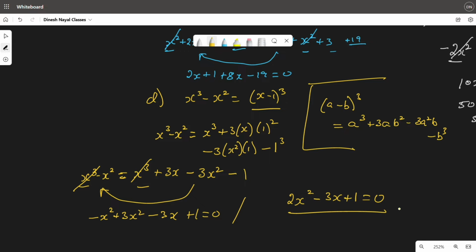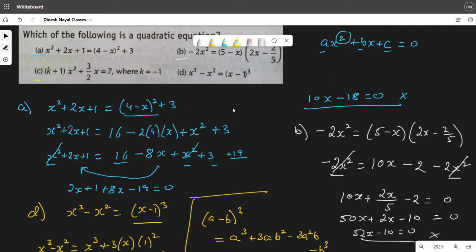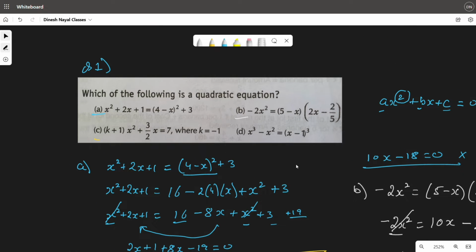Now this is a quadratic equation. As you can see, this is a quadratic equation. Now the answer, I think the answer is D, because D is the only quadratic equation over here. So question 1 answer is D.